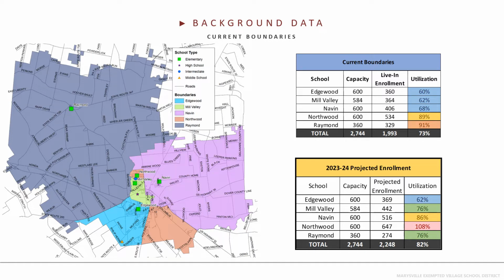The projected enrollment table shows the projected enrollment for the 2023-24 school year. Based on these projections, Edgewood will be 62% utilized, Mill Valley will be at 76%, Naven will be at 86%, Northwood will be at 108%, and Raymond will be at 76%.